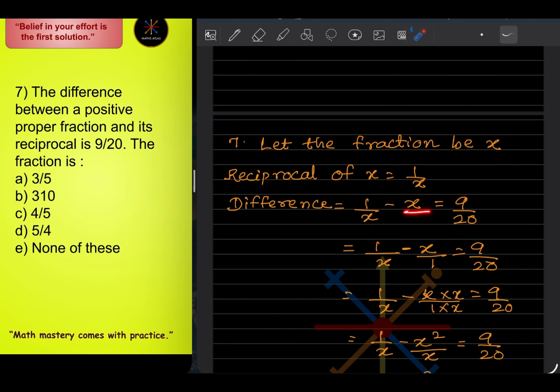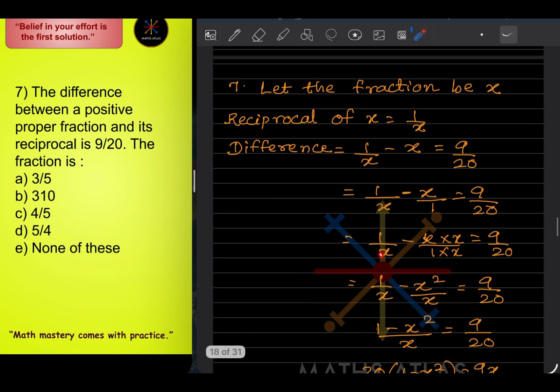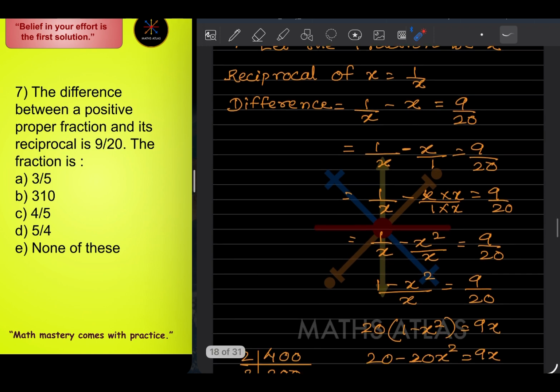So here you can see this x, we can write as x over 1. This is an extra step for better understanding, equal to 9 by 20. The LCM is going to be x, so you have to multiply by x here. So 1 by x minus x square by x is equal to 9 by 20. So (1 minus x square) by x, that is 9 by 20.